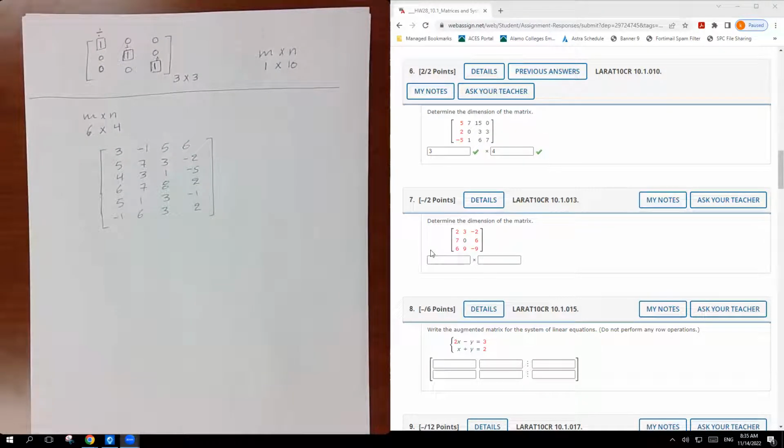So if you check example 7, determine the dimension of this matrix. We have 1, 2, 3. We have 3 rows. How many columns? 1, 2, 3. We have 3 columns. So 3 rows and 3 columns. This is the dimension for this matrix. That's it.